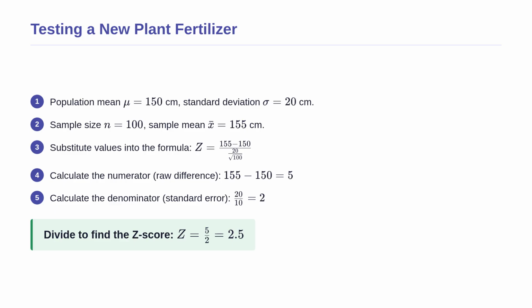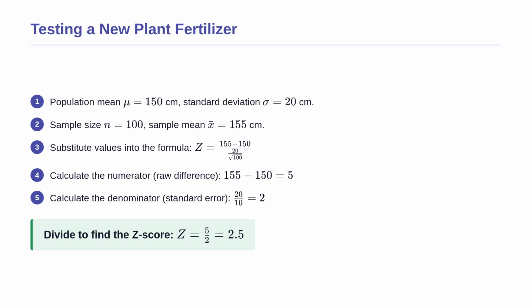Let us apply this formula with a concrete example. Suppose a biologist knows a plant species normally grows to an average height of 150 centimeters, with a population standard deviation of 20 centimeters. A new fertilizer is tested on a sample of 100 plants, yielding an average height of 155 centimeters. We want to know if the fertilizer actually worked.